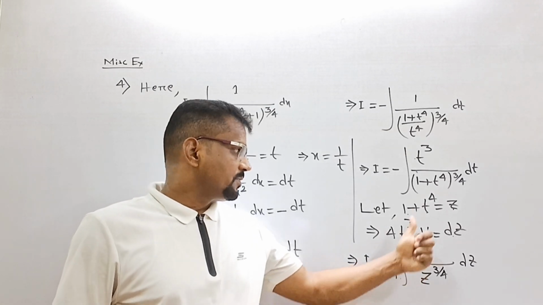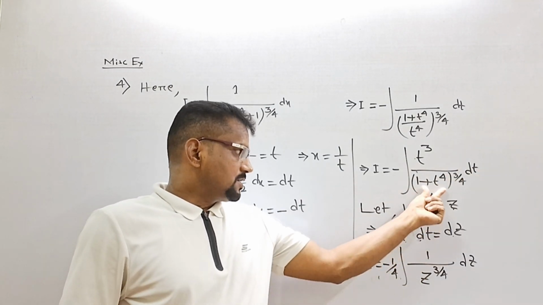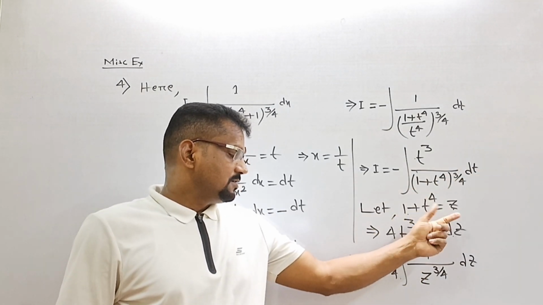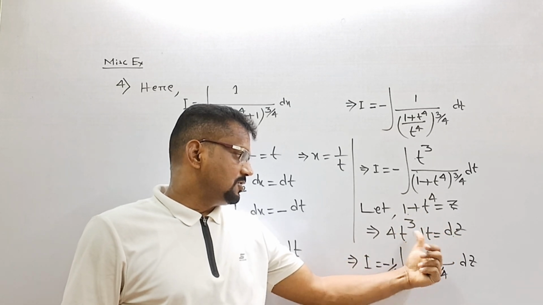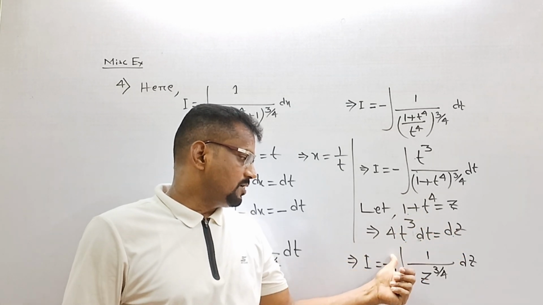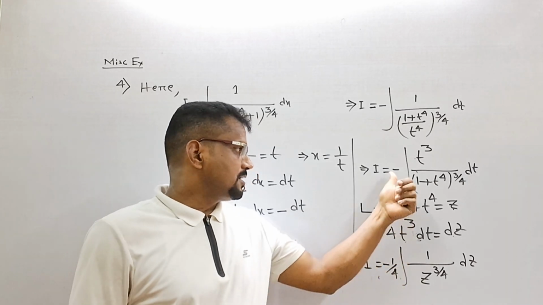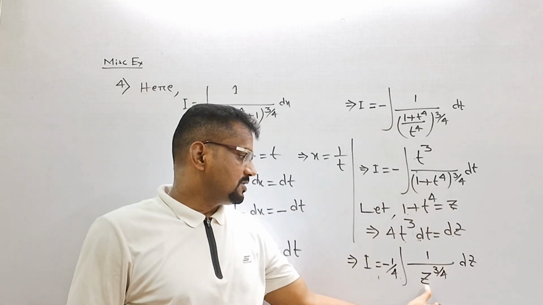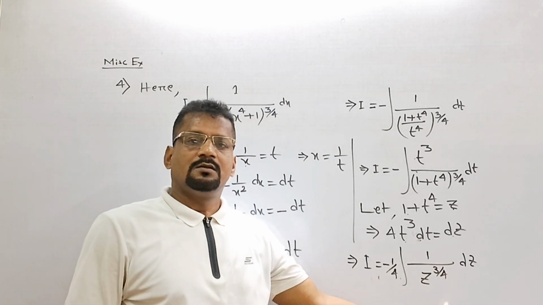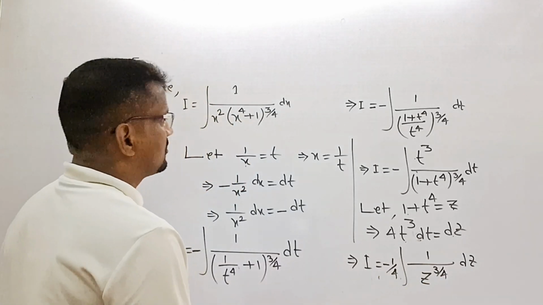I repeat: 1 plus t to the power 4 is z. Then if you differentiate, 4t cube dt will be dz. t cube dt will be dz by 4, so take 1 by 4 out. The minus sign is already here, and 1 plus t to the power 4 is your z. So z to the power 3 by 4 dz. Now it's simple. Using the formula you can solve it.